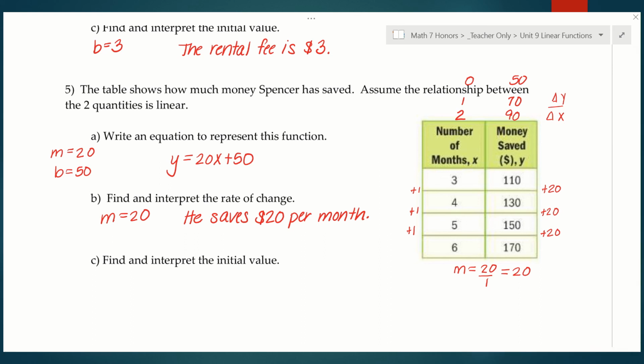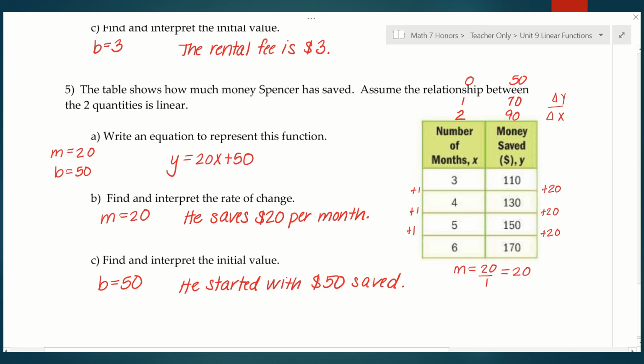Find and interpret the initial value. So we found the initial value to be 50. What does that mean? It means that in month 0, he had $50, which means he started with $50. Sorry, I don't want that to look like 150. He started with $50 saved.